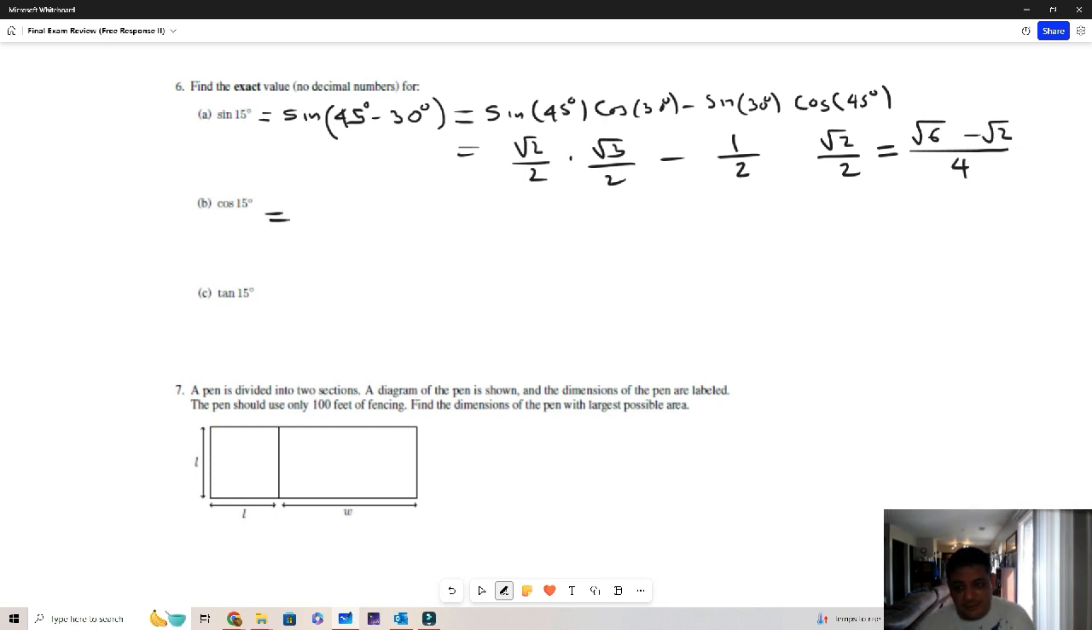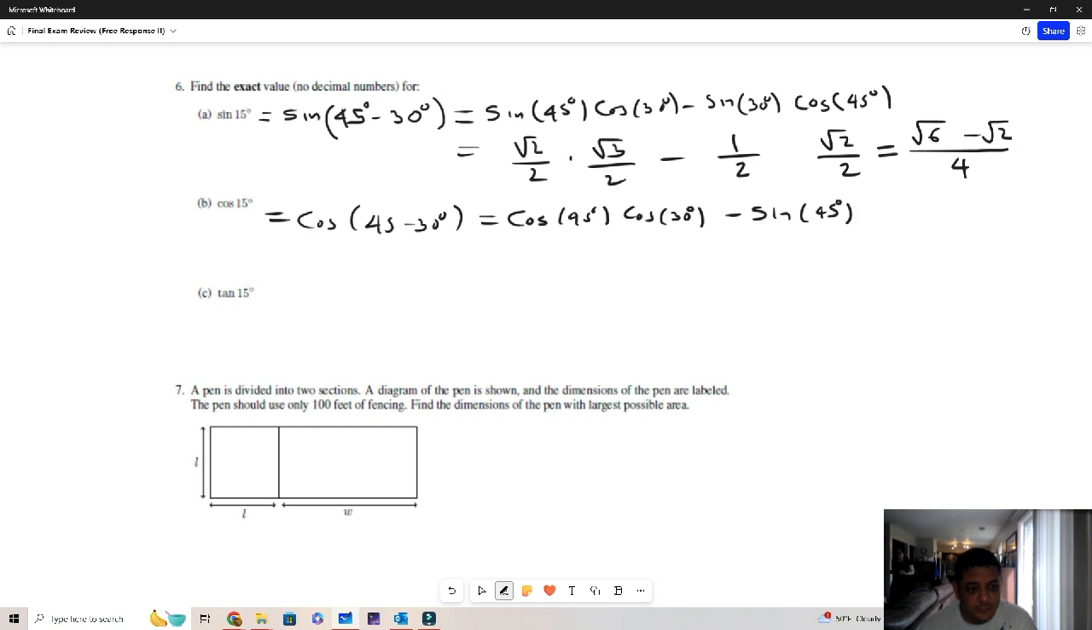We can do the same thing for the cosine of 15. We can do cosine of 45 minus 30. And of course, using the double angle identities here, this is going to be cosine of 45, cosine of 30, since this identity is cosine by cosine, minus sine of 45, sine of 30. We're essentially using some of the same quantities that we had before.